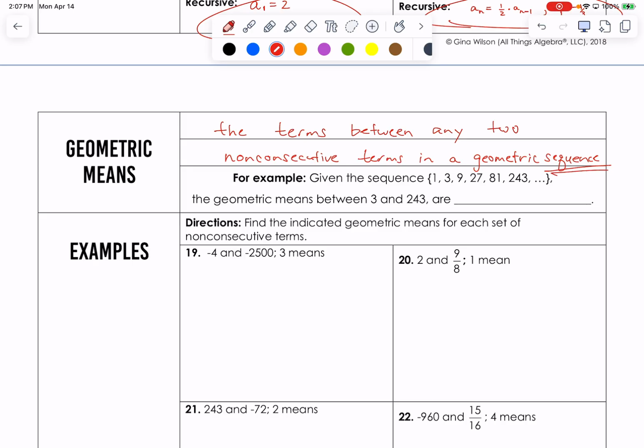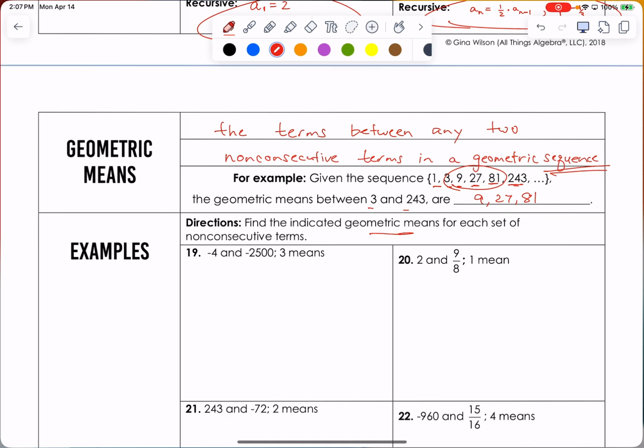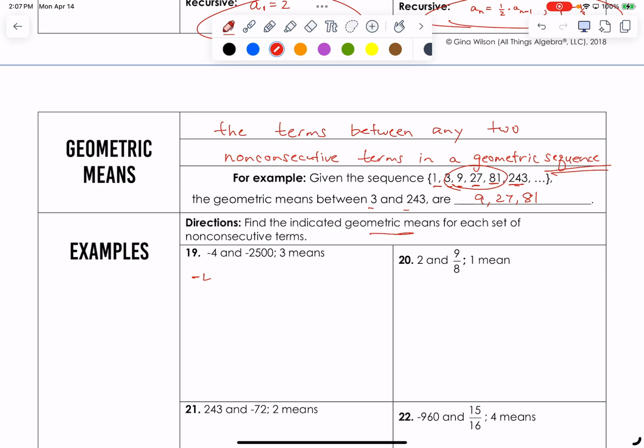All right, here we go. Let's go geometric. Given a sequence 1, 3, 9, 27, 81, 243, everybody can see this one's multiplied by 3. The geometric means between 3 and 243 are 9, 27, and 81, the terms in between. Find the indicated geometric means for each set of non-consecutive terms. So we've got negative 4, and how many means do they want? 1, 2, 3.